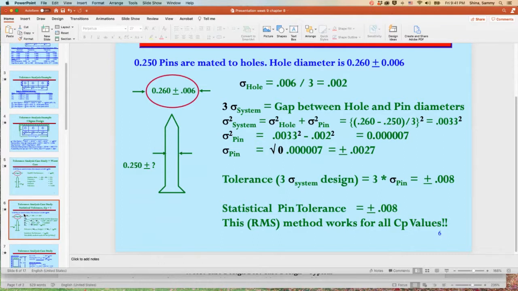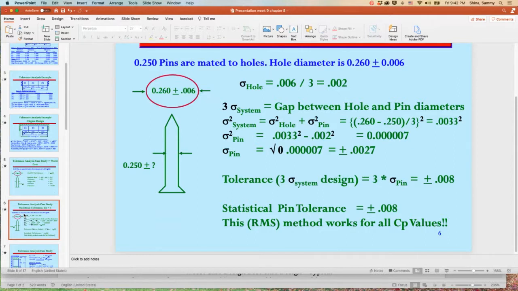the reject rate is equivalent to a one-sided reject rate. If the pin is too small, that's no problem. It'll fit into the hole. If it's too big, that's when the problem is. So the reject rate is 1350 parts per million, or 0.135%. Very small number, and you could tolerate it. You can even do it as 4 sigma without a problem, and the reject rate will be only 32 parts per million.